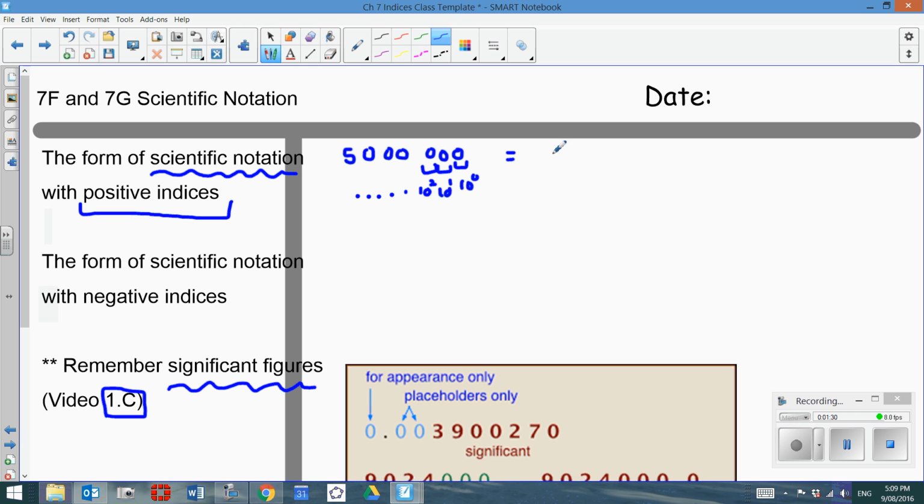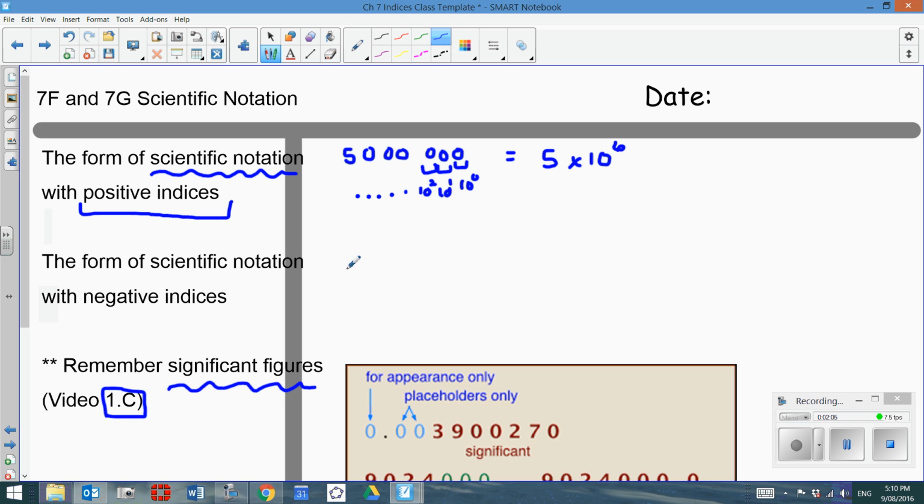So I'm going to write 5 million as 5 times 10, and then depending on how many places or how many zeros I have, that will become my index. So I've got 1, 2, 3, 4, 5, 6. So 5 times 10 to the 6th power means I'm going to add 6 additional places after the 5 to make my actual number. So it's a little shorter way of writing 5 million, 5 times 10 to the 6th.